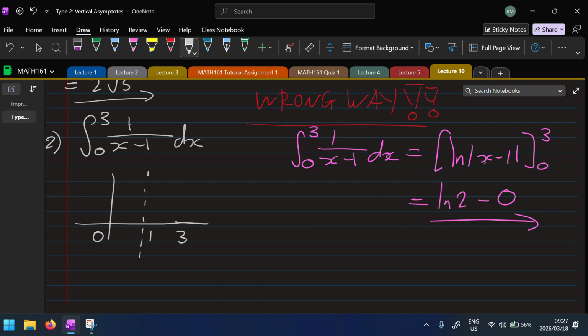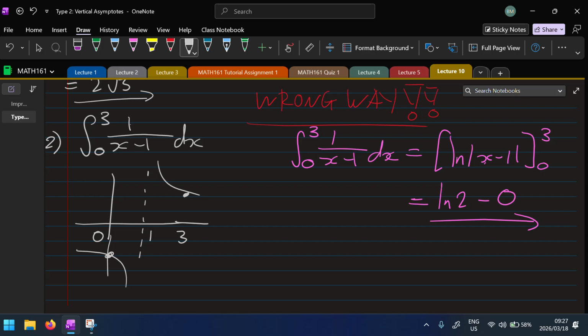So at 0, it's fine. There's no issue, right? Because if we put in 0, we just get the function at 0, -1. So there's no issue there. So we're somewhere over here. And at 3, half. So we're somewhere over here. Right? Or something like that, right?